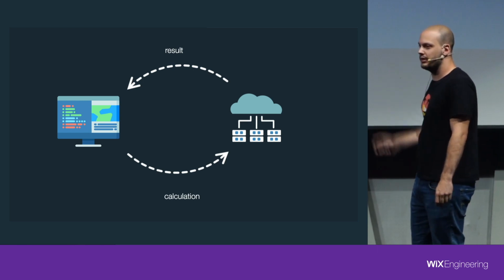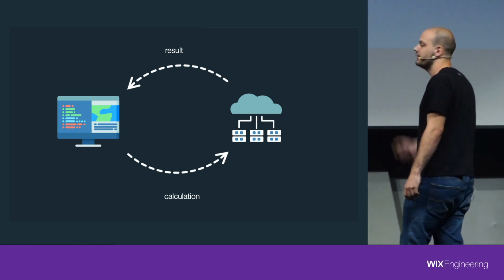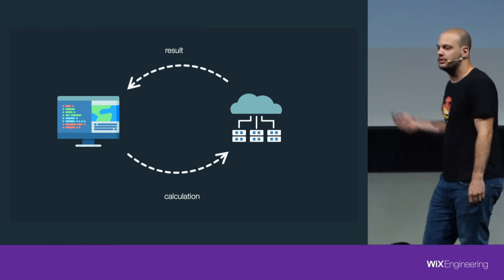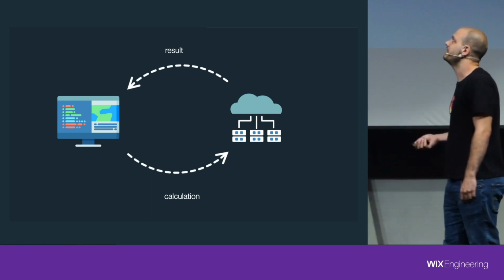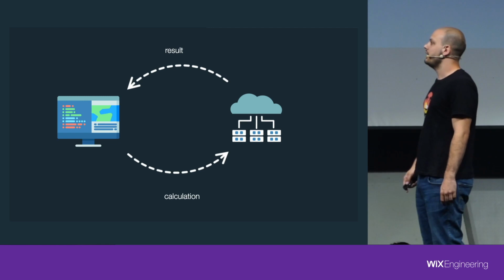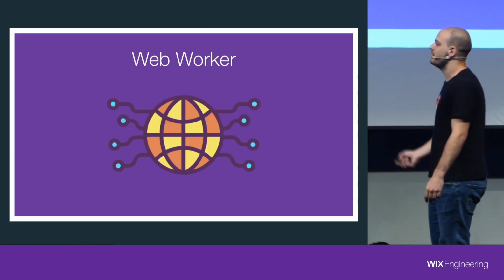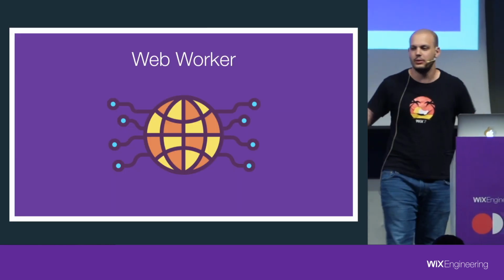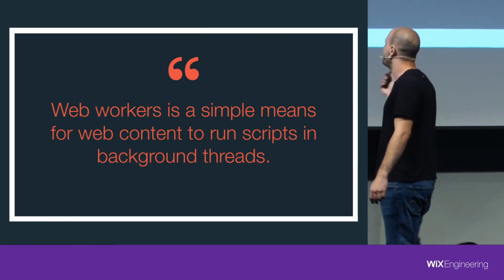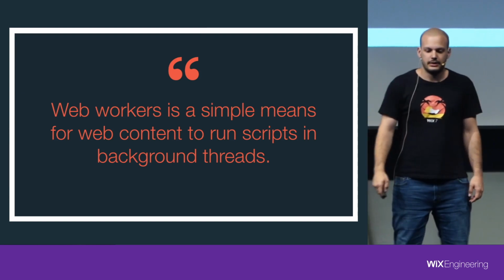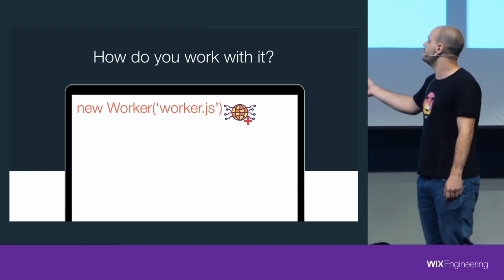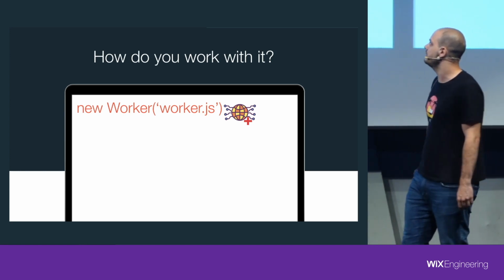But there are still problems with it, because sometimes I want to work offline. Sometimes my internet is not the best. And it takes more time to send everything to the server and get the result back than if I could do this calculation locally. And one of the things I'm going to talk about today is web workers. What are web workers? Web workers are just web content that runs in background threads. And it's really simple to use. You just create a new worker with the Worker constructor.